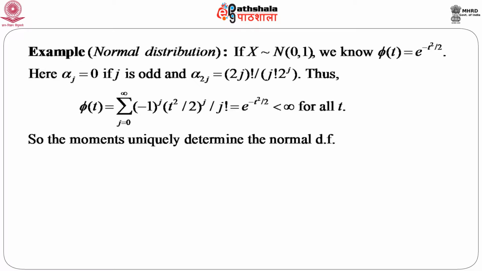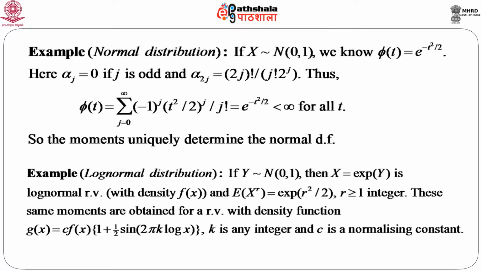But now there is an example where let us define Y to be a normal 0 1 variable and define another variable X, which is exponential of Y, that is e to the power of Y, and we know that this X is nothing but a log normal random variable with some density small f x say. If we evaluate the expectation of X to the power r, that is the rth order moment of the log normal variable, it will be e to the power r square by 2 for r greater than or equal to 1, r an integer.